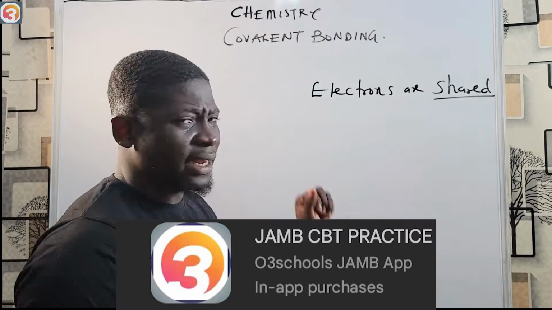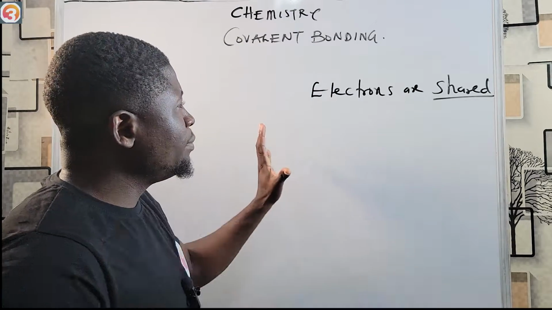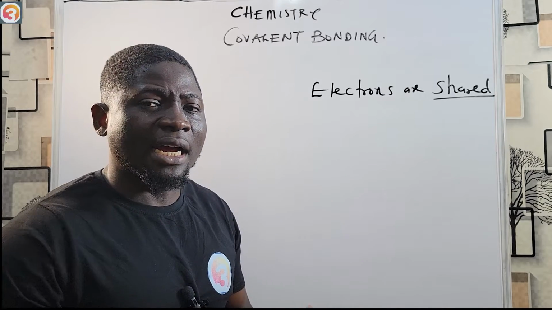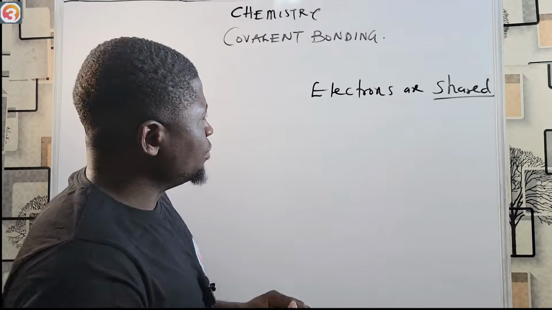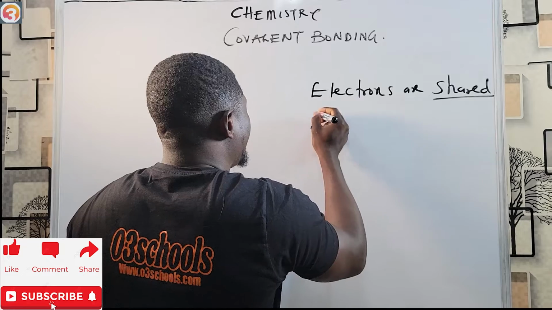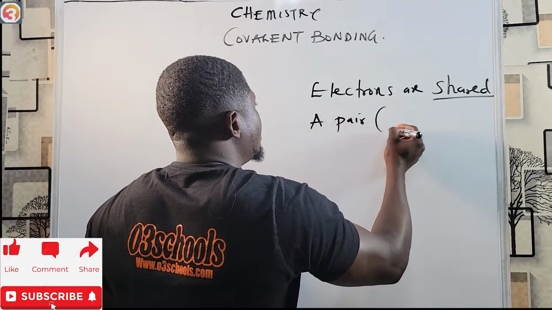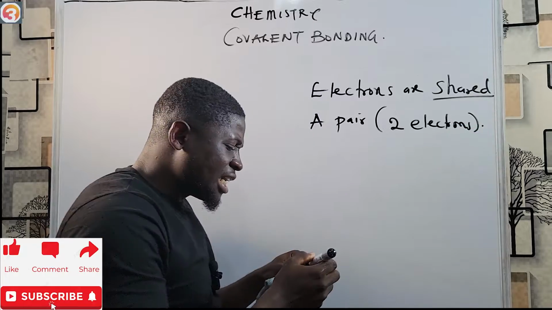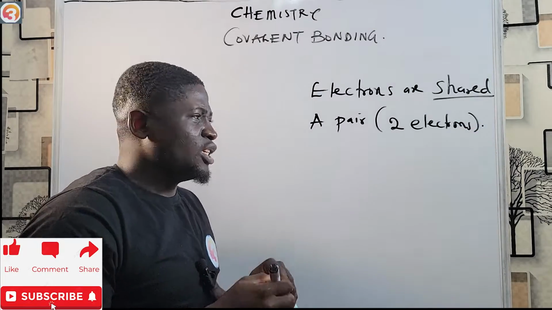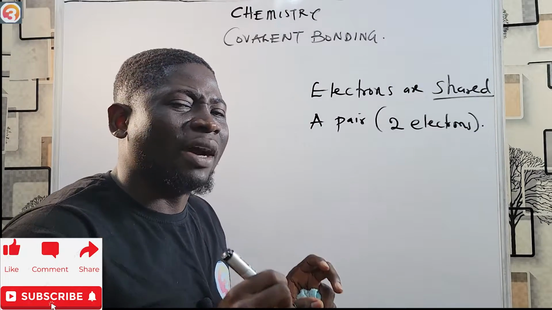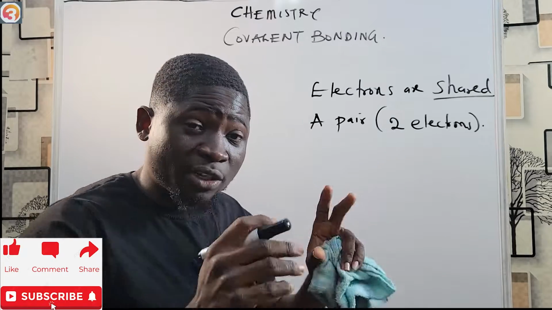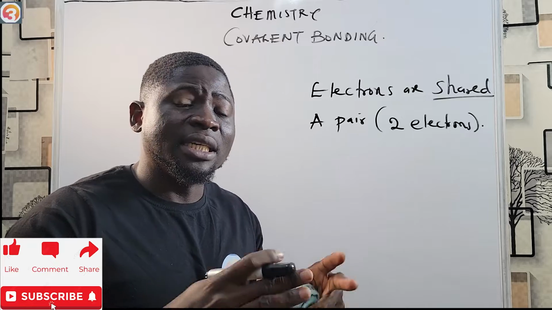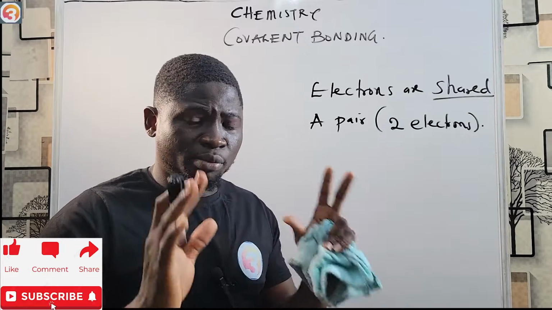All right, so let's go back here again. So we said in covalent bonding, electrons are shared and not transferred between the two atoms. Now, a pair of electrons, that is two electrons, that is shared between these two atoms is what constitutes the covalent bond. A pair of electrons that is shared between the atoms usually constitutes the covalent bond.